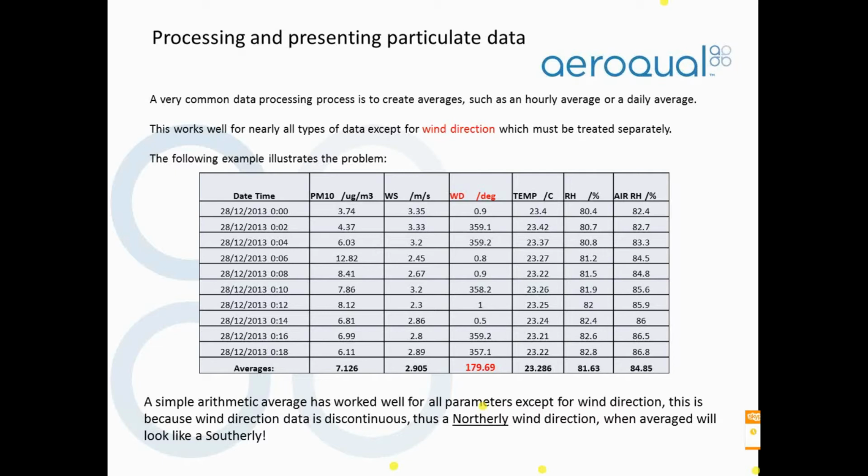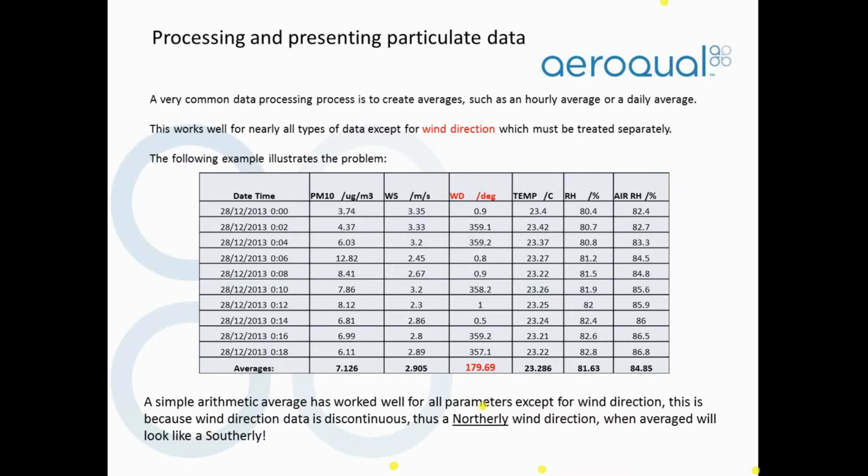Wind direction is a slightly different type of data structure than wind speed or particle type, because wind direction is discontinuous. So what that means is that wind direction doesn't go on forever. There's a discontinuity around the northerly. So when the wind blows from the north, it's a common error in air quality data processing to provide a wind direction average.